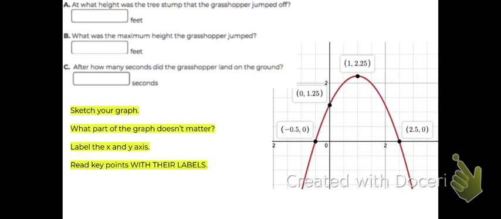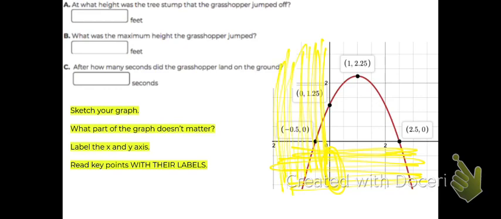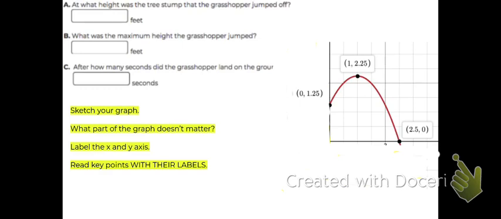Can my height be negative? No. So we don't care about this part of the graph when the height is negative. And we don't care about this part of the graph when the seconds, the time, is negative. So I would just draw what's in the first quadrant on my paper. After you sketch it, you want to label your x-axis, remember, is your seconds, and your y-axis is your height.